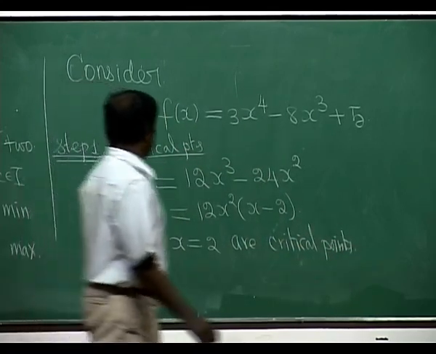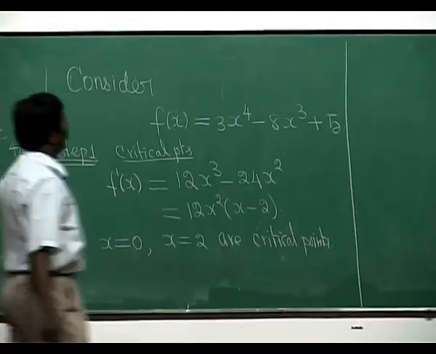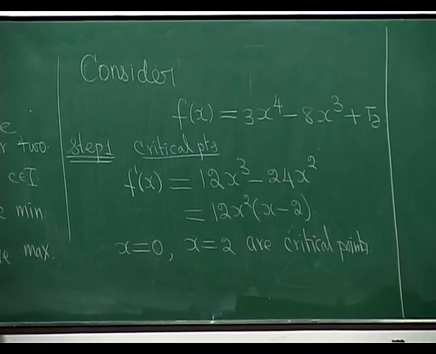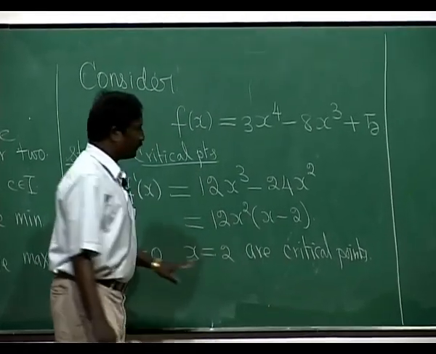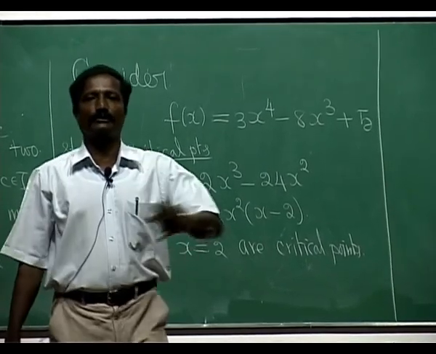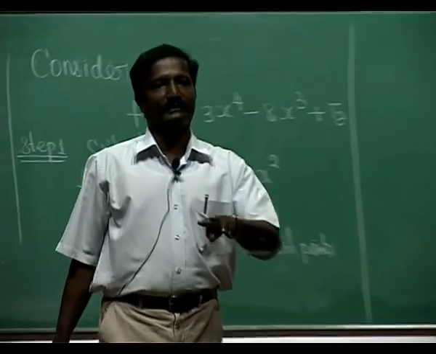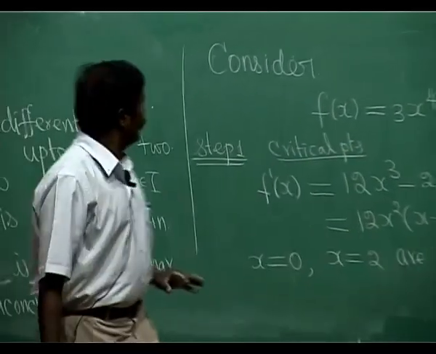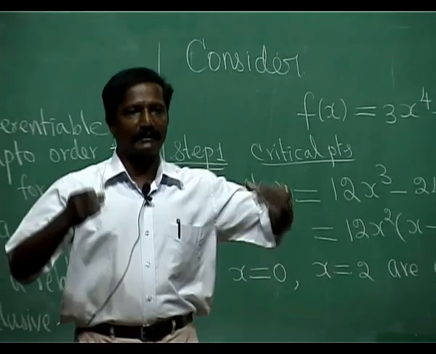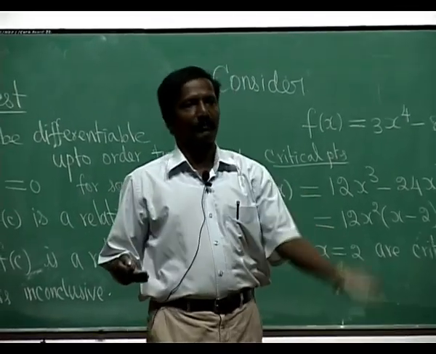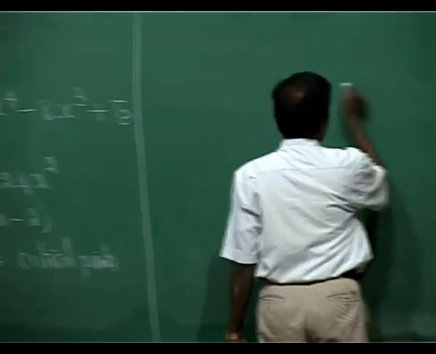What are we going to do with these points? Well, if our problem is just to find the local max and local min quickly, then maybe we could go for the second derivative and evaluate. But when we want to get the graph of this function, we need to understand whether it is increasing, decreasing, concave up, concave down. So let us do the testing of increasing, decreasing.